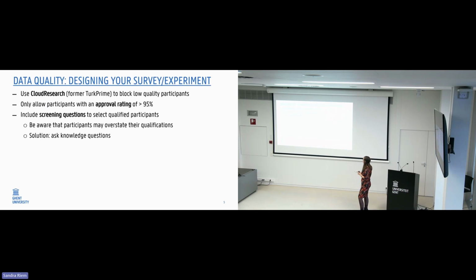Include some screening questions to select qualified participants. If you need participants with specific qualifications, you can include some screening questions. One way to do that is asking them, for instance, how many months or years of experience they have with particular things. But be aware, participants know that you are selecting them, so they will overstate their qualifications. So maybe it's better to use knowledge questions that you can then select on, whether they really have the knowledge of a topic that you need in your survey or experiment.